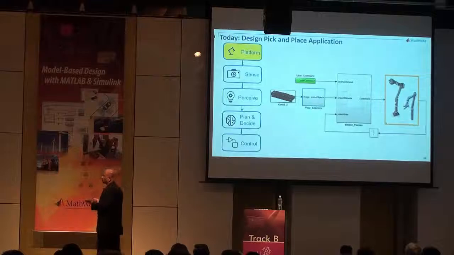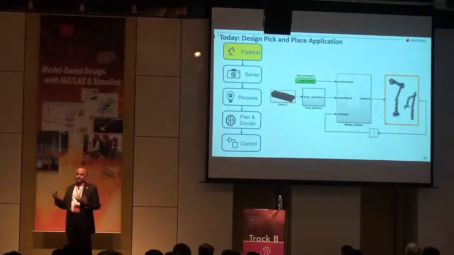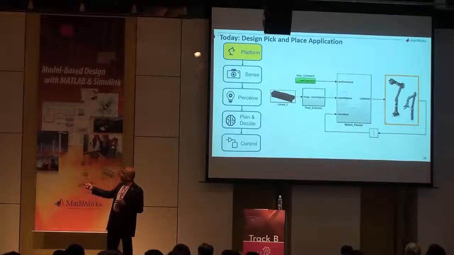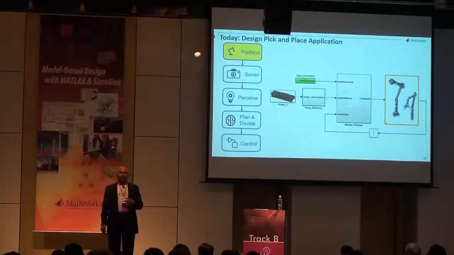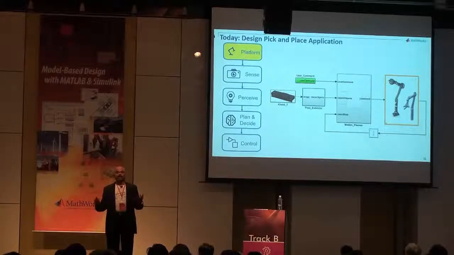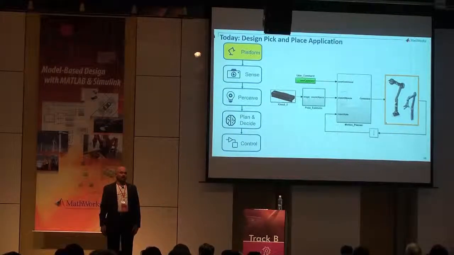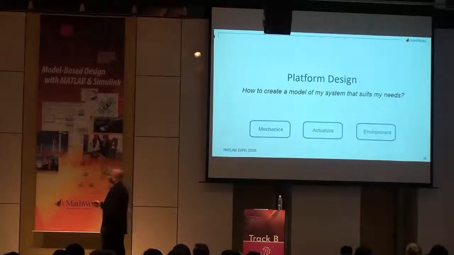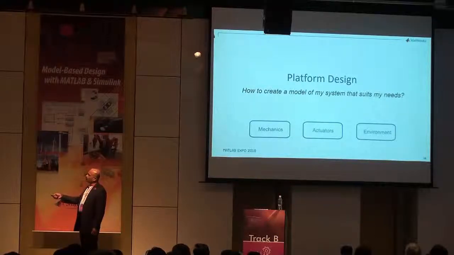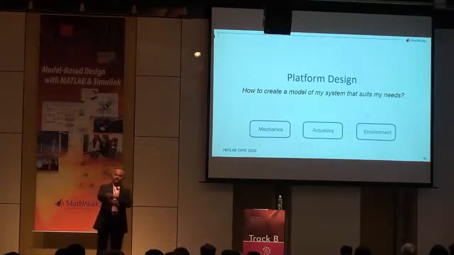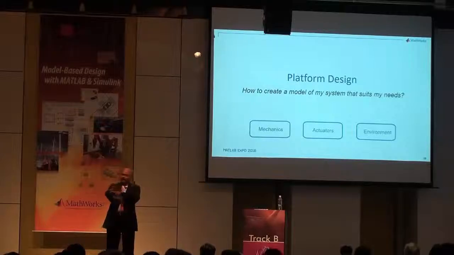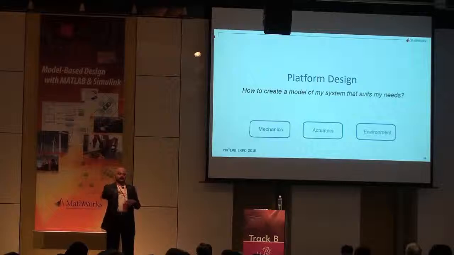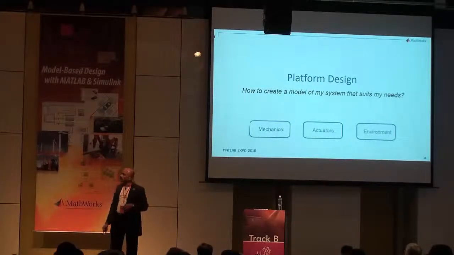So in order to design something like that, where do we start? The first place we can start is the platform. In this case, it's the robot arm. So how do I go about building a model of the robot arm? What help is available to me to get started? A typical platform has these components. There's the mechanics, so you take the arm, there is the metal that goes in, there are the motors, which are the actuators, and there is the environment, which is what the robot arm is interacting with.